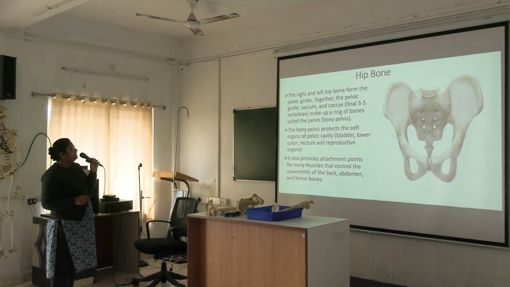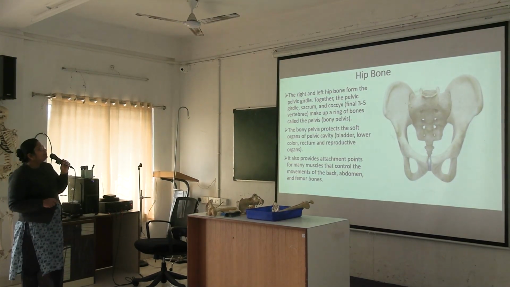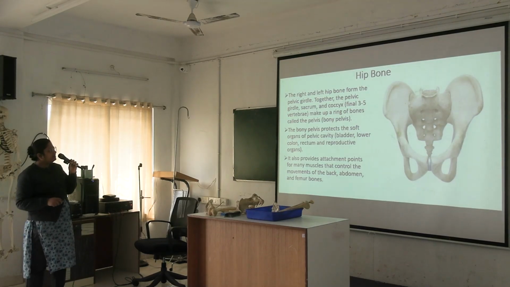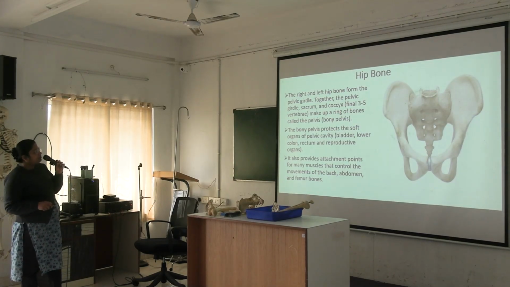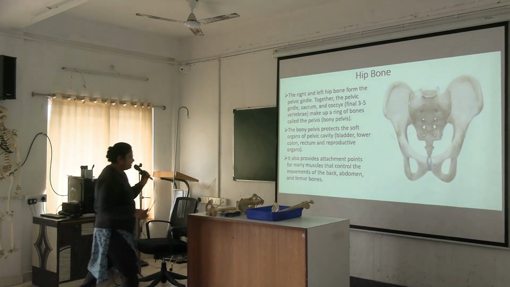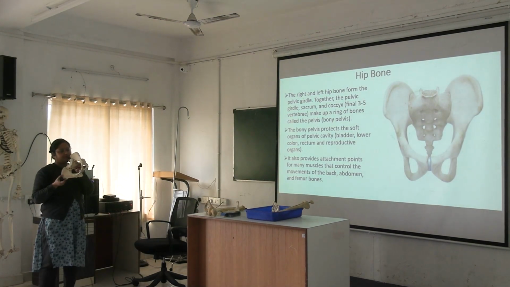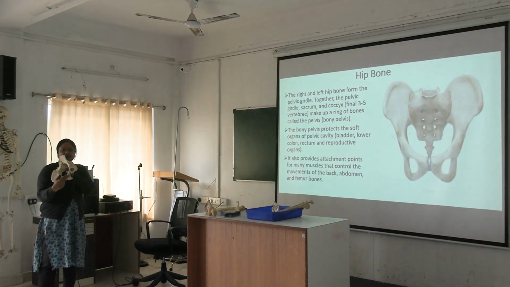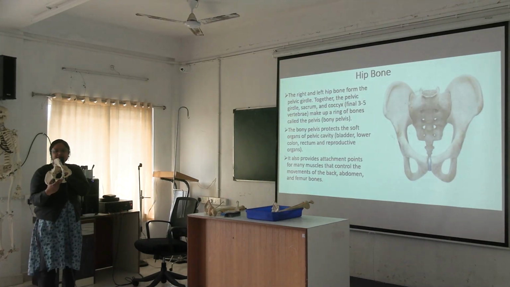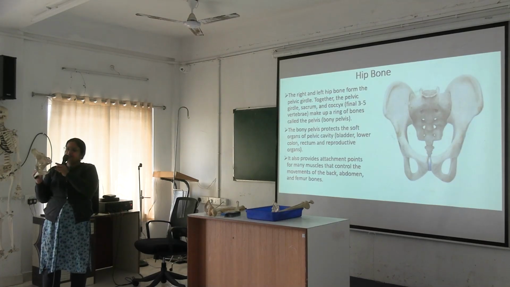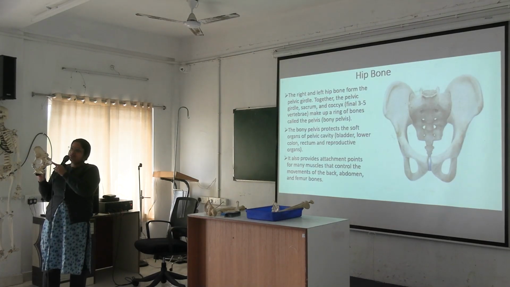So the right and left hip bone form the pelvic girdle, and together the pelvic girdle, sacrum and coccyx, the final 3 to 5 vertebra, make up the ring of bone called the pelvis or bony pelvis. Here this is the bony pelvis. Okay, you can see 2 hip bones articulating with each other at symphysis pubis, posteriorly articulating with the sacrum, and here at the lower end of sacrum coccyx is articulating.